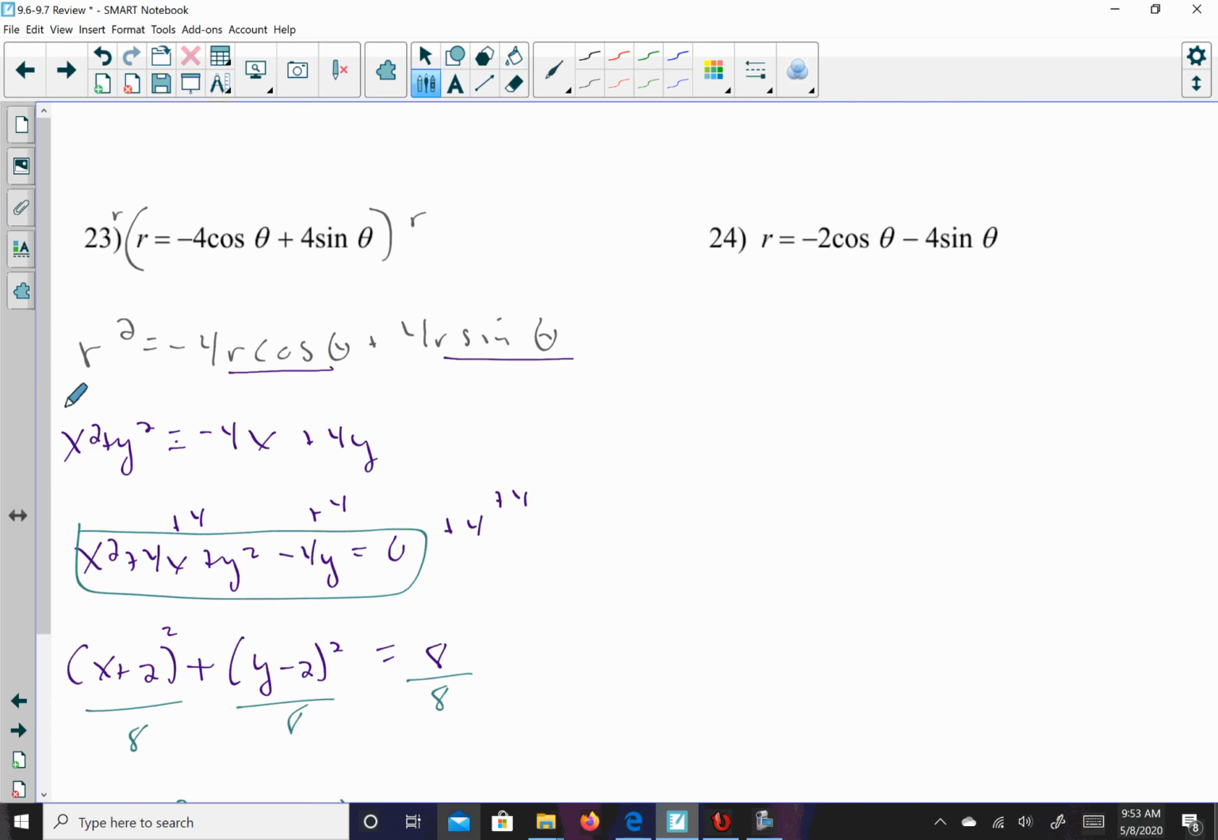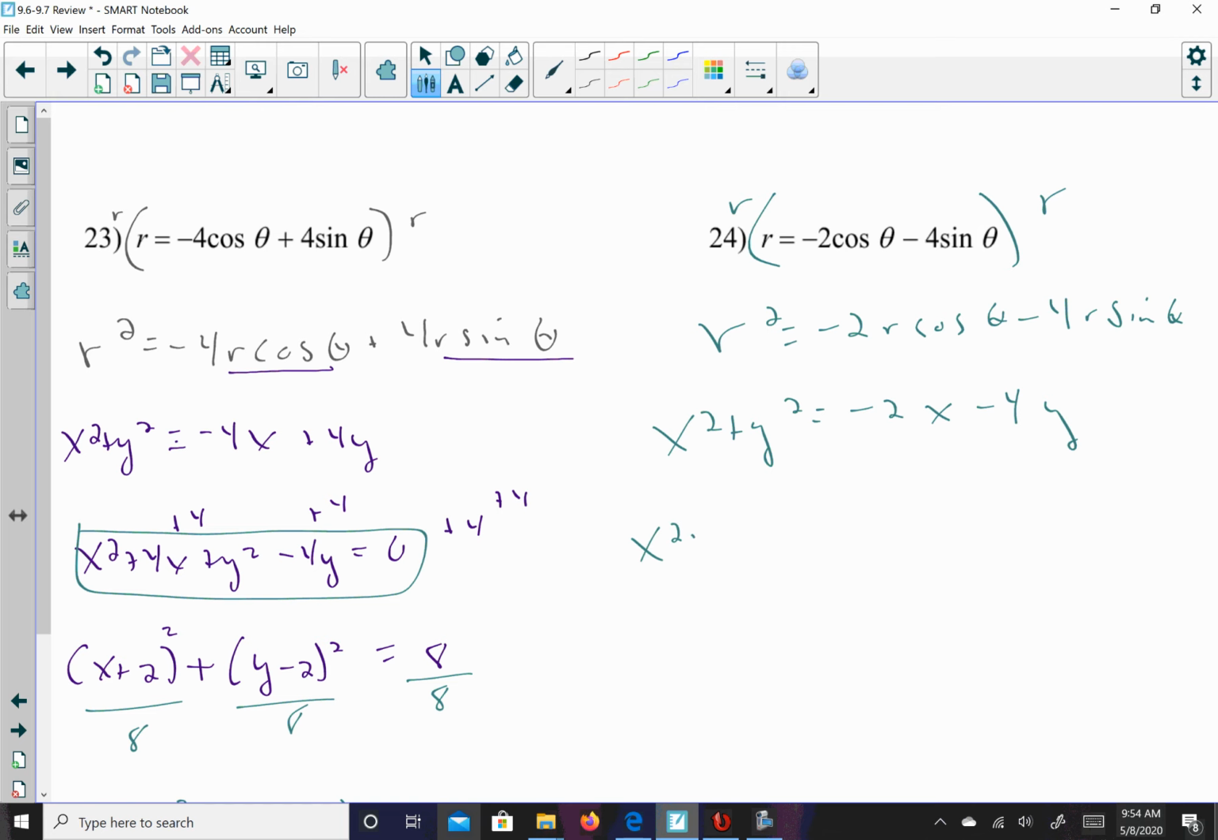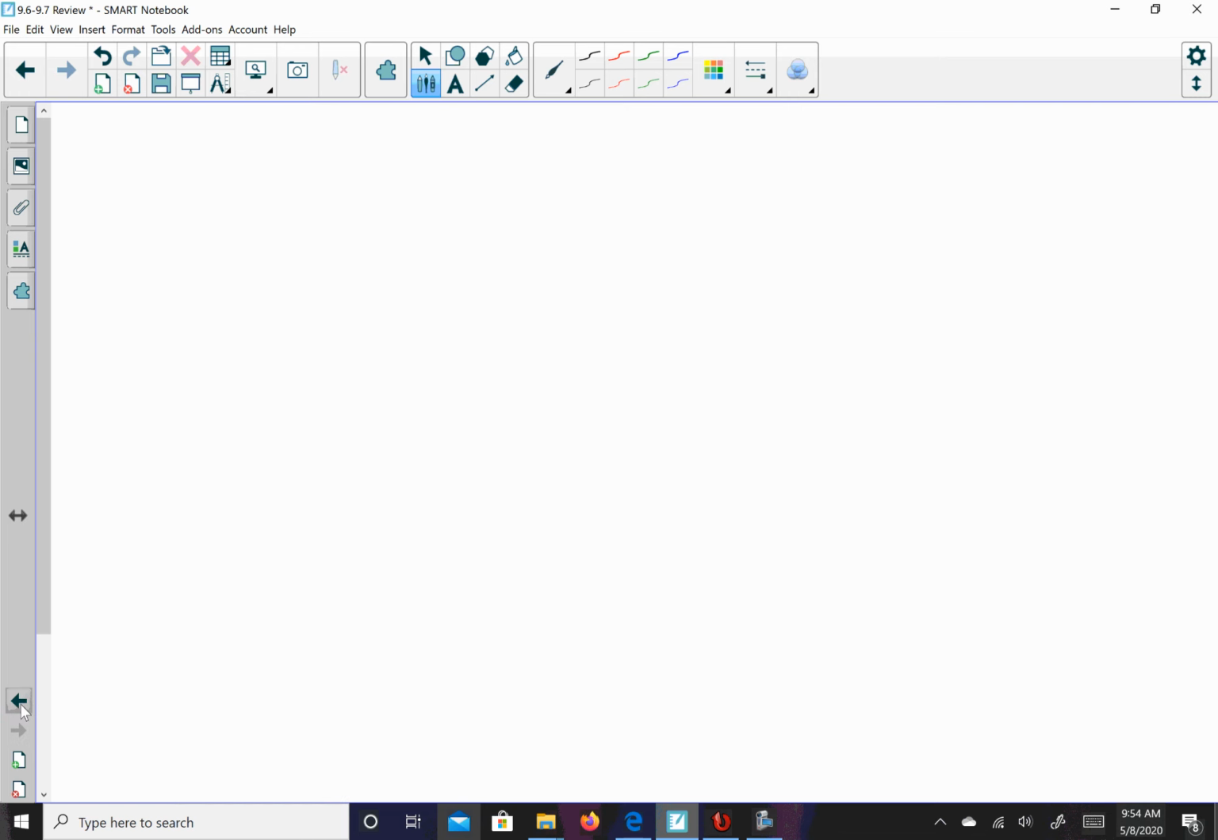So doing the next one, again, I have cosine and sine on one side. I have just a single r on the other side. I'm going to multiply everything by r. So I'm going to have r squared is equal to negative 2r cosine theta minus 4r sine theta. So I'm going to have x squared plus y squared is equal to negative 2, that is x, minus 4, r sine is y. Putting them on one side, setting it equal to 0: x squared plus 2x plus y squared plus 4y is equal to 0, and there you're done. That's all you've got to do. I believe that's it.